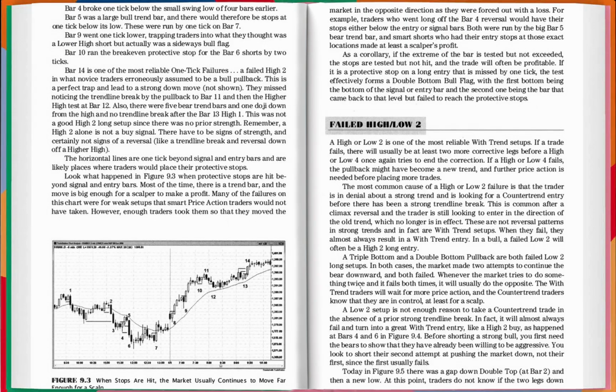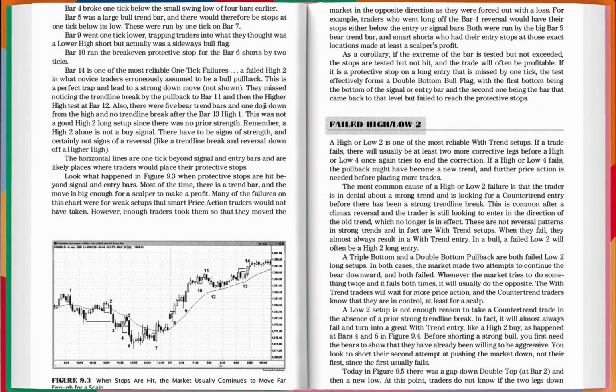Bar 4 broke 1 tick below the small swing low of 4 bars earlier. Bar 5 was a large bull trend bar, and there would therefore be stops at 1 tick below its low. These were run by 1 tick on bar 7. Bar 9 went 1 tick lower, trapping traders into what they thought was a lower high short but actually was a sideways bull flag. Bar 10 ran the break-even protective stop for the bar 6 shorts by 2 ticks.